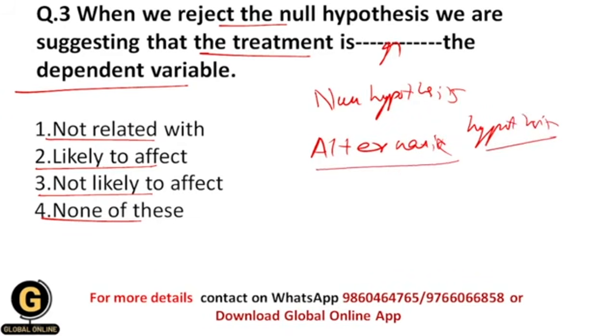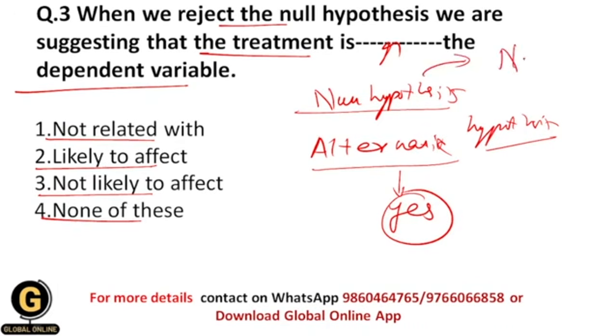Because in the alternative hypothesis we predict that there is the relationship between the two variables, but in the null hypothesis we predict that there is no relationship between the two variables under study. And that's why whenever we reject the null hypothesis, then automatically we accept the alternative hypothesis. Okay, and that's why here ultimately we accept that there is the relationship between the two variables. So it means that the treatment is going to likely affect the dependent variable.